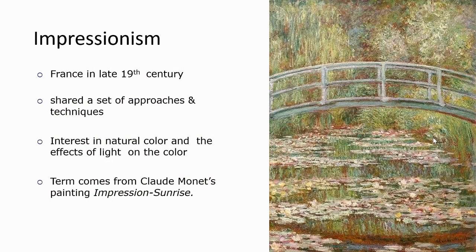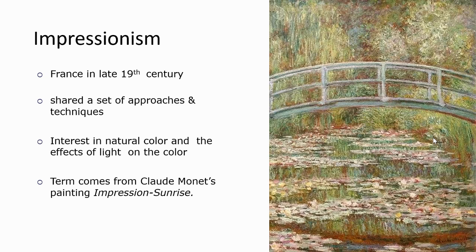So back to Impressionism. What we're going to see in Impressionism is a shared set of approaches and techniques. And we don't often think of Impressionism as being radical, revolutionary, or technical, but it is all of these things. So it is focused on an interest of natural color and the effects of light and color. And we started seeing this with the pre-Raphaelites.